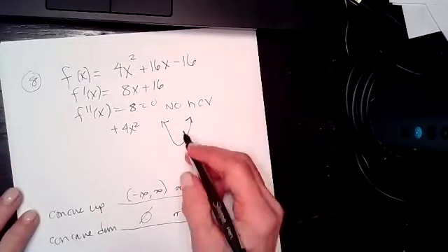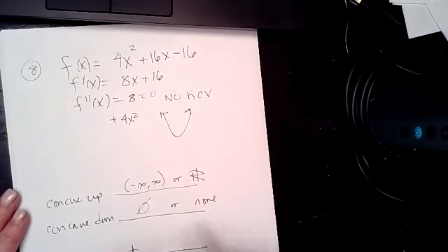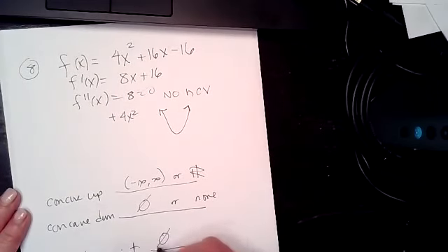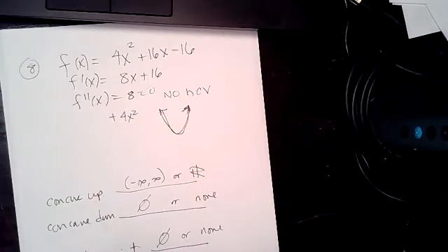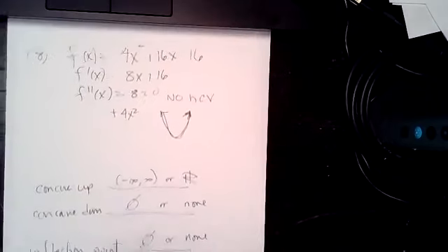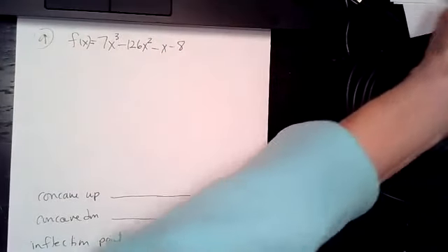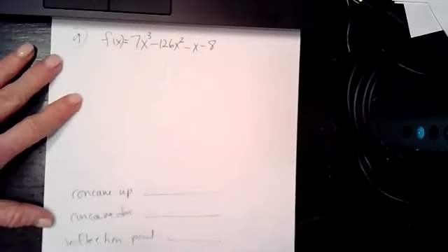And then is there an inflection point? Inflection point means where does it change concavity? So there's none, because this doesn't change, it always goes up. And then the last problem is another cubic problem. So it asks for concave up, concave down, inflection point.